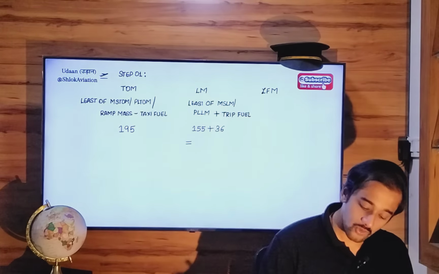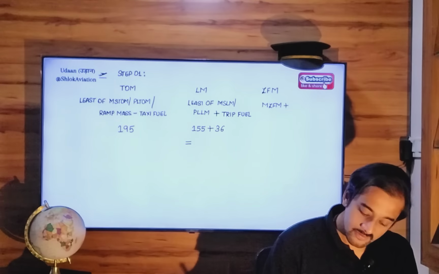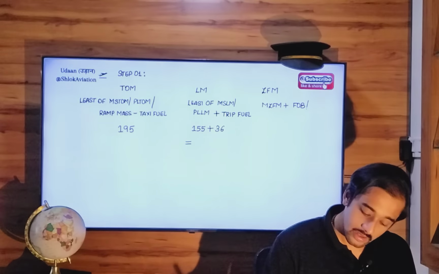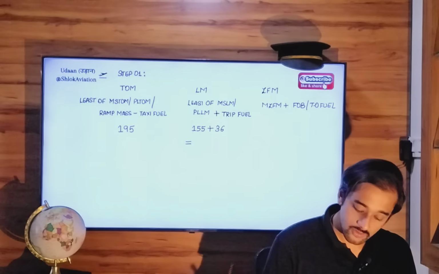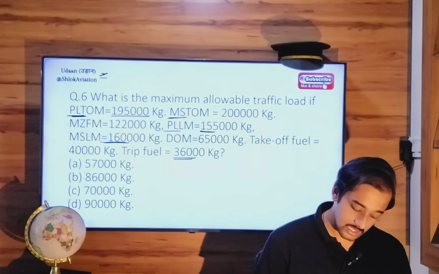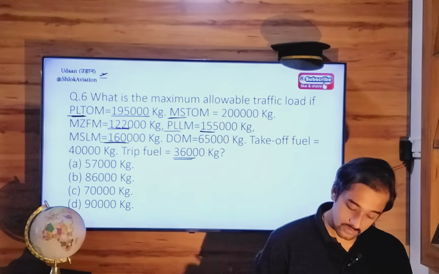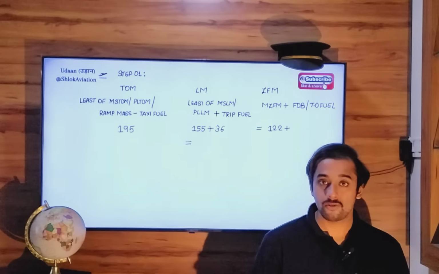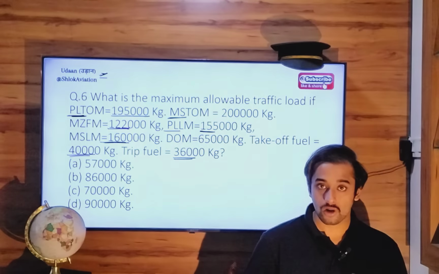Now zero fuel mass formula is maximum zero fuel mass plus fuel on board or takeoff fuel. So zero fuel mass is 122. Takeoff fuel or fuel on board is 40,000 or 40.